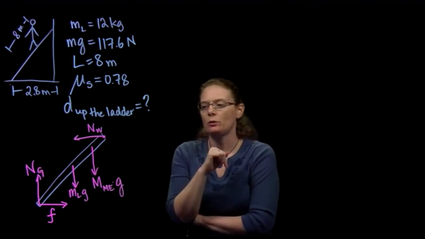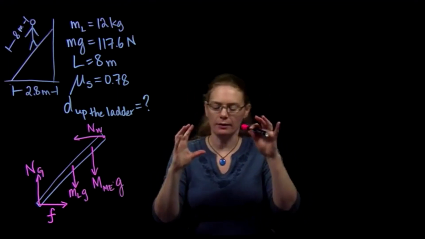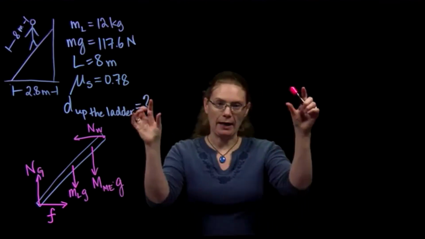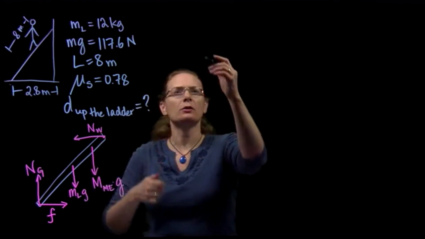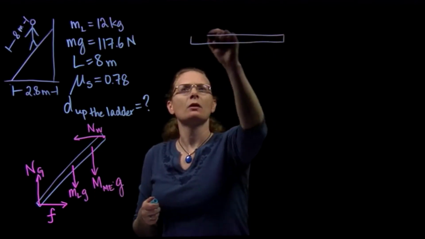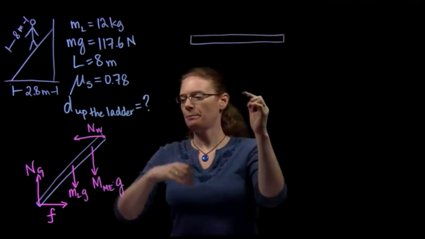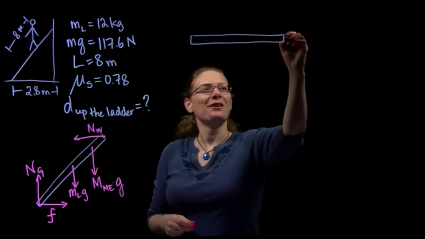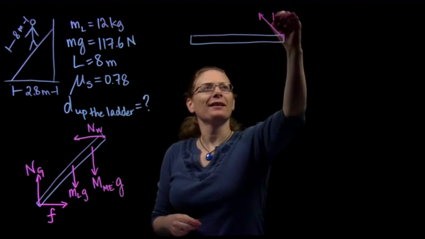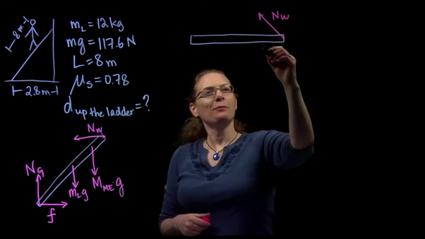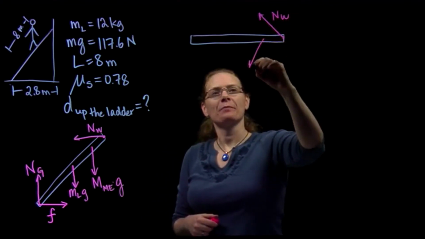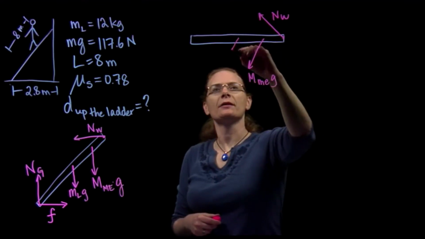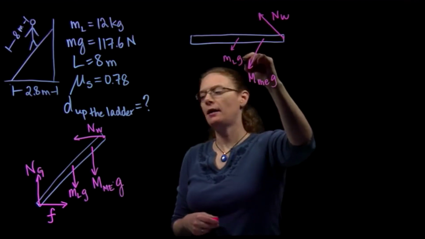One of the things you can do if you don't like seeing all these angles is you can redraw it on the flat. So if you don't like seeing all those angles, just try redrawing it. So I'm going to put the ladder flat, rotate it. Oh boy. And now I got to figure out what direction these things are going. So the normal force on the wall is going to be going kind of like that. The weight of me, excuse me, is kind of going like that. The weight of the ladder itself, like that.